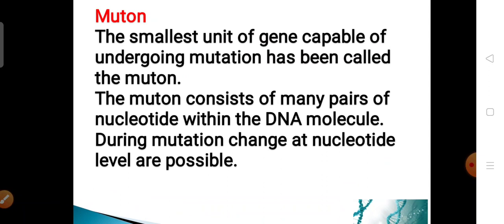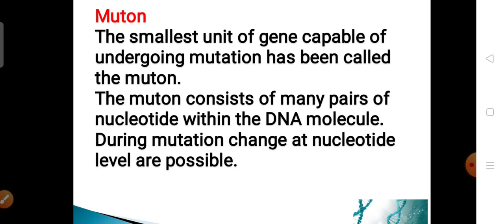The muton consists of many pairs of nucleotides within the DNA molecule. Now, what is a muton? The smallest unit of gene capable of undergoing mutation. That is called a muton. What is mutation? A sudden heritable change in the genetic makeup of an organism. Now, what does a muton consist of? Many pairs of nucleotides within the DNA molecule.